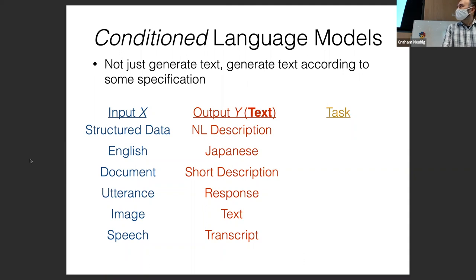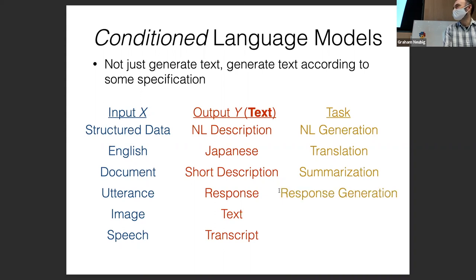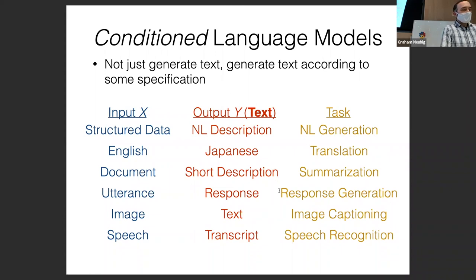So what would be the first one? I guess the first one's actually maybe the hardest. So any ideas? The first one, going from structured data to a natural language description, is often called something like natural language generation or data-to-text generation. So I probably shouldn't have the hardest one first. What about the second one? Yeah, translation, that's pretty easy. This one, there we go, summarization. Could be Q&A. This is a little bit more general than Q&A. Yeah, dialogue or dialogue response generation. Image captioning and, yeah, speech recognition, ASR.